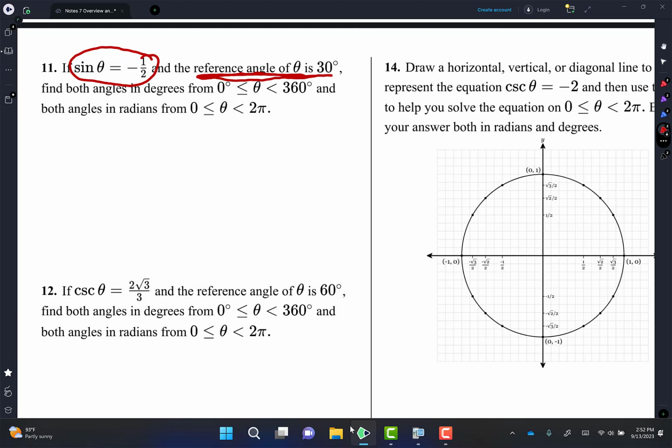They did. They're being nice. Find both angles in degrees and radians. Okay, so I'm going to put the degrees on the left, and I'm going to put the radians on the right. All right, in degrees, my reference angle is 30 degrees.